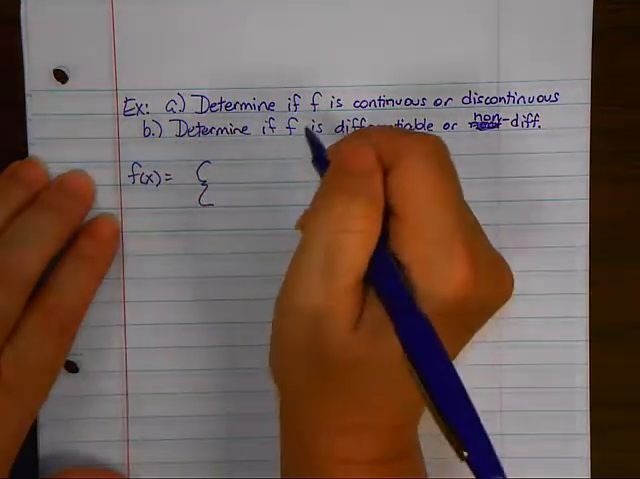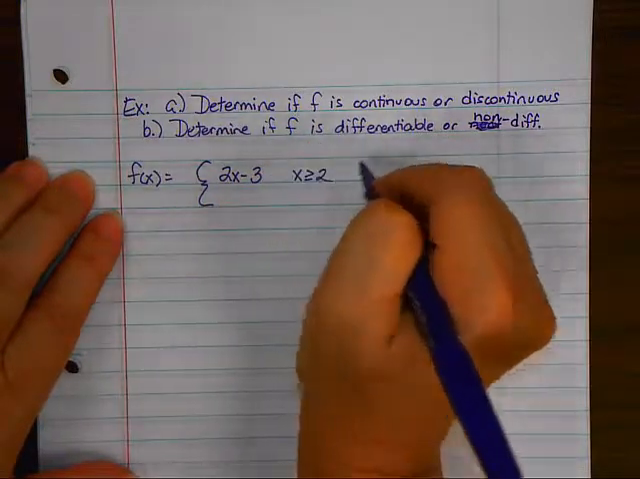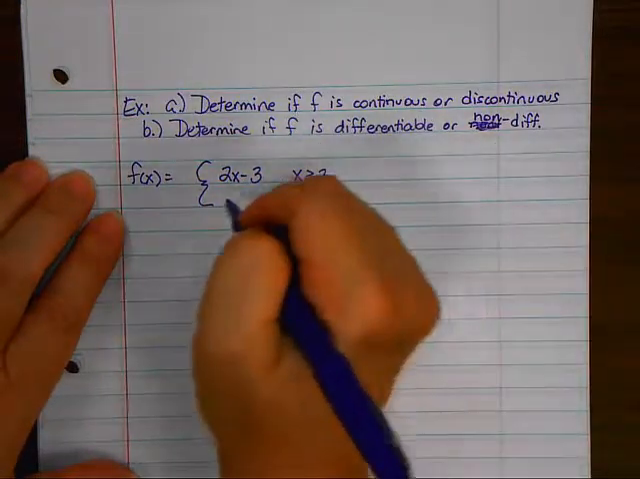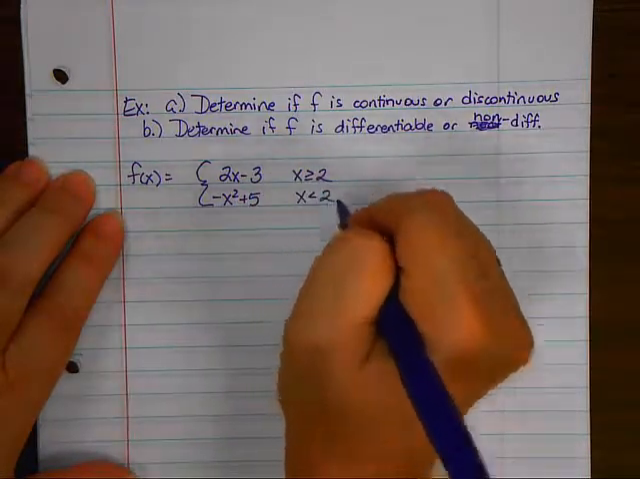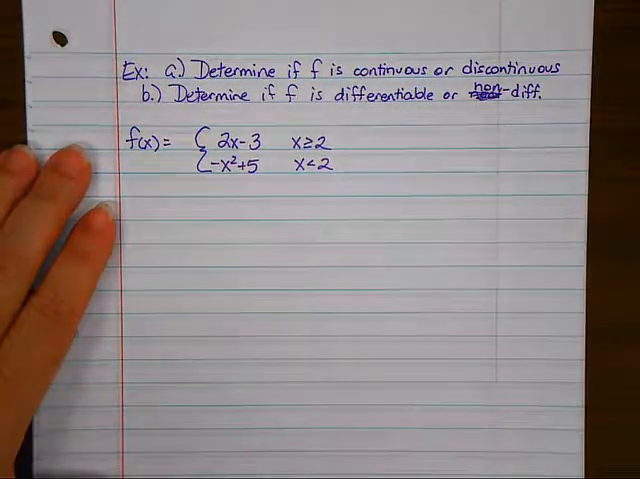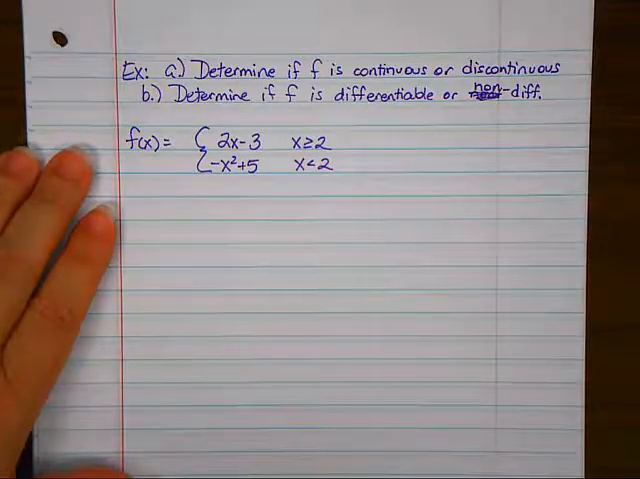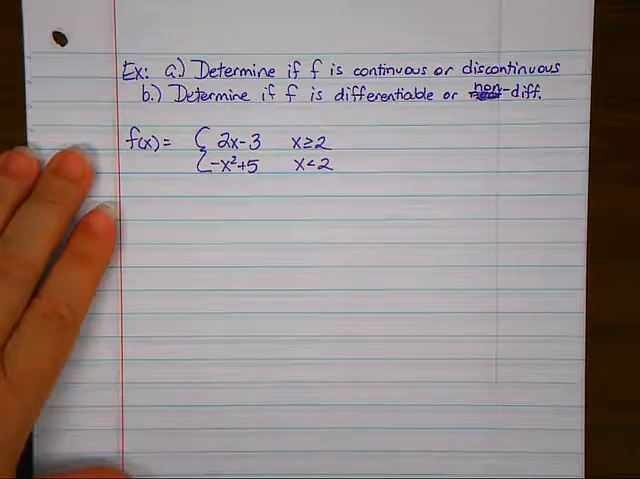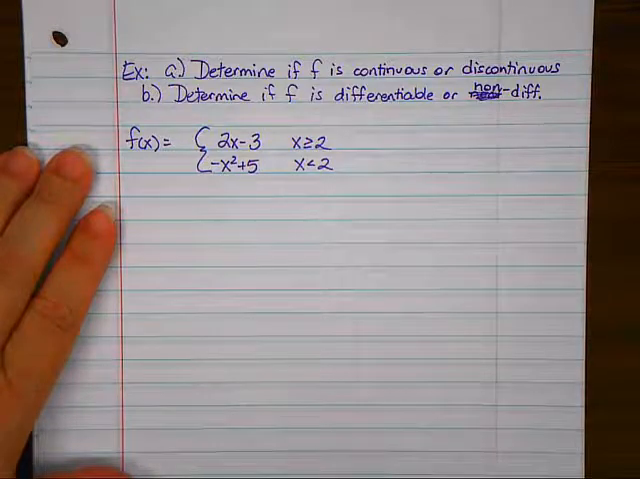And it is a piecewise. 2x minus 3, x is greater than or equal to 2. Negative x squared plus 5, x is less than 2. All right.